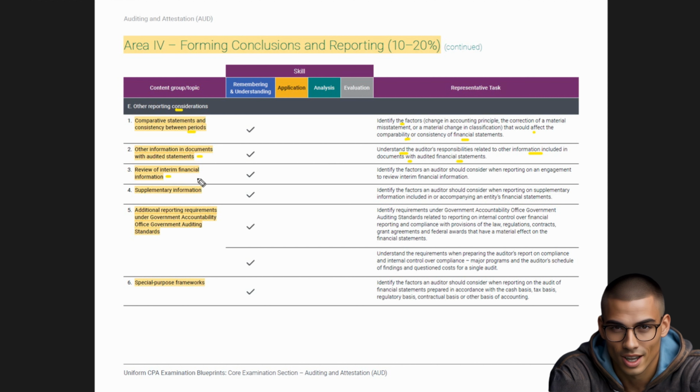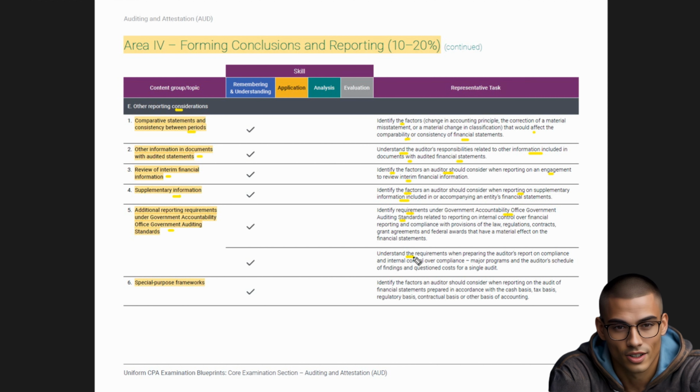Next, we have review of interim financial information, where you'll need to be able to identify the factors an auditor should consider when reporting on an engagement to review interim financial information. Next, we have supplementary information, where you'll need to identify the factors an auditor should consider when reporting on supplementary information. Next, we have additional reporting requirements under the Government Accountability Office and Government Auditing Standards, where you'll need to identify requirements under the Government Accountability Office and Government Auditing Standards.